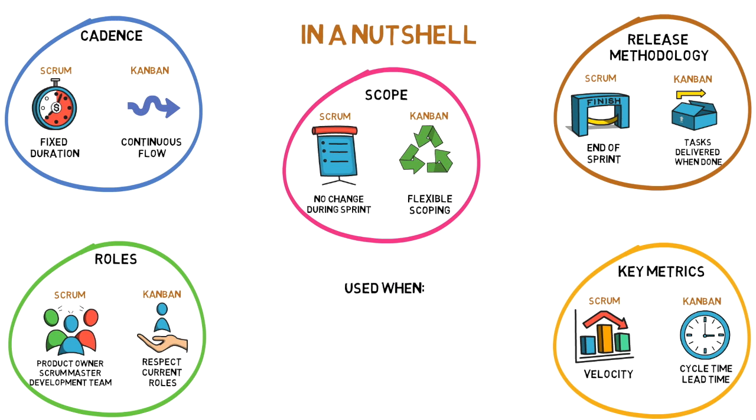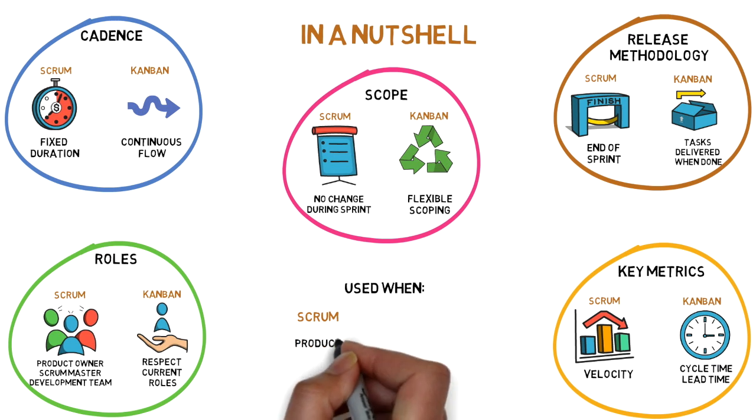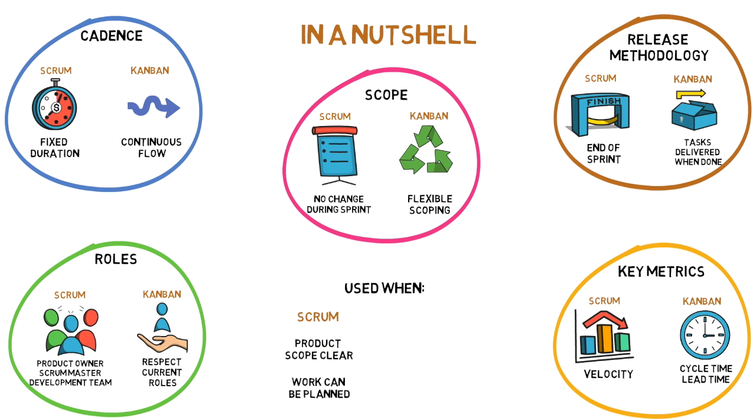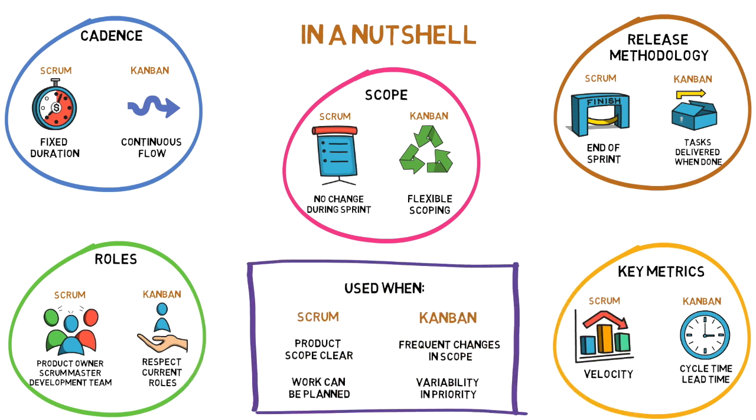Scrum is used when the product scope is almost clear and work can be planned. It is more appropriate in situations where work can be prioritized in batches. Kanban is used when there are very frequent changes in scope. It is more appropriate in operational environments with a high degree of variability and priority.